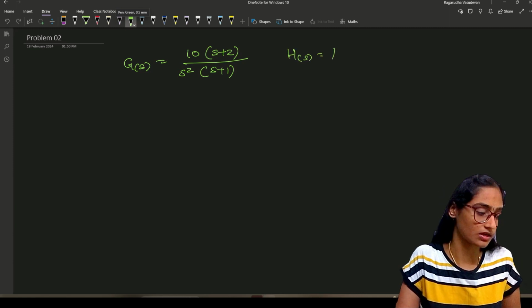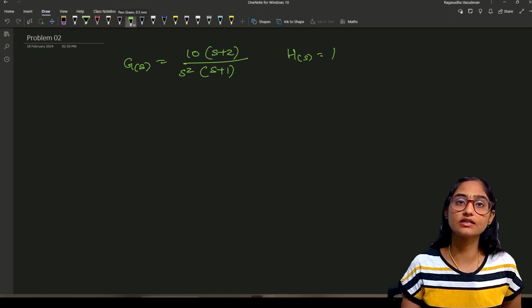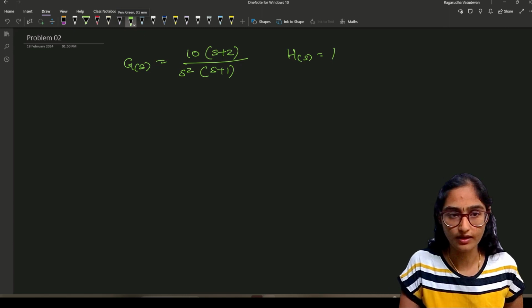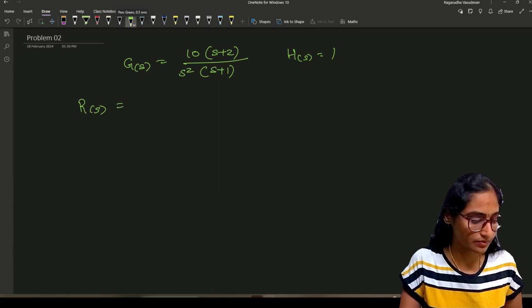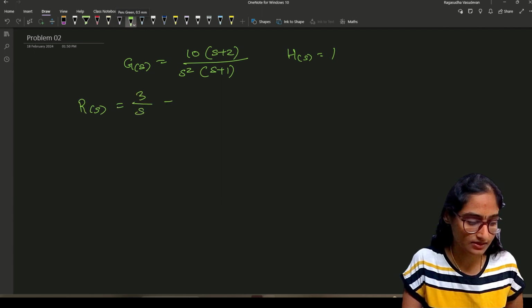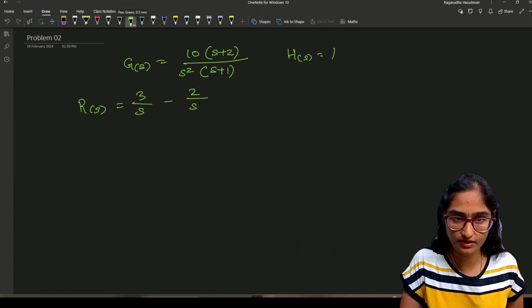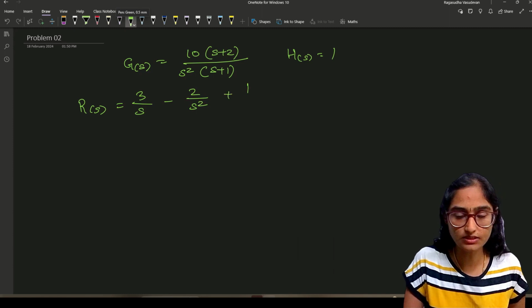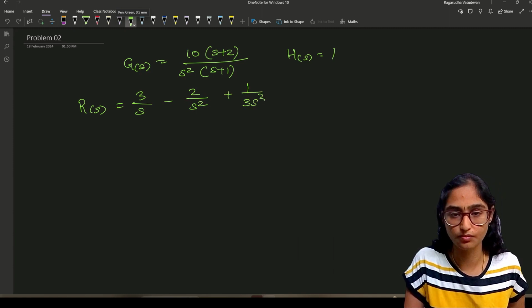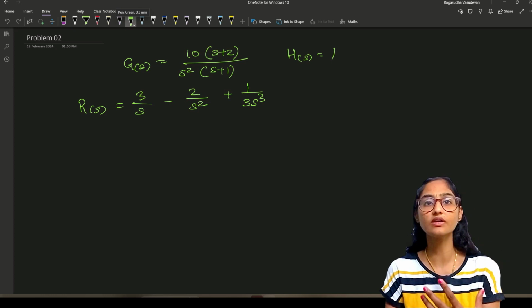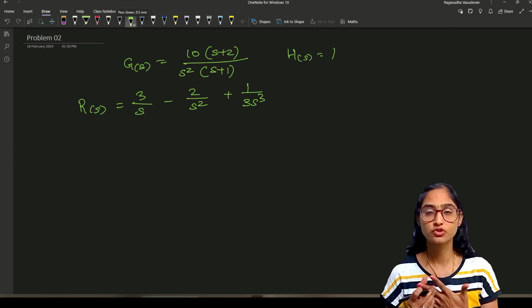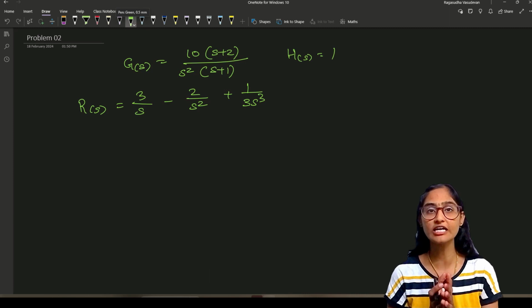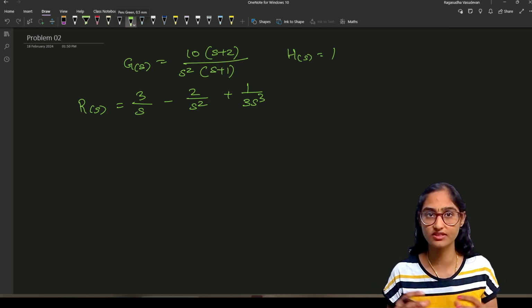So h of s is equal to 1. What will be the steady state error when the input applied is this? R of s is equal to 3 by s minus 2 by s square plus 1 by 3s cube. Okay, so this input has a combination of step, ramp and parabolic terms. So you need to find out the error terms separately for the separate inputs.